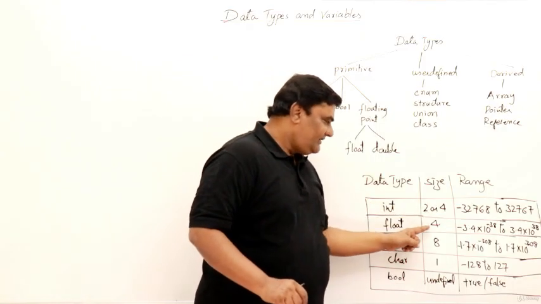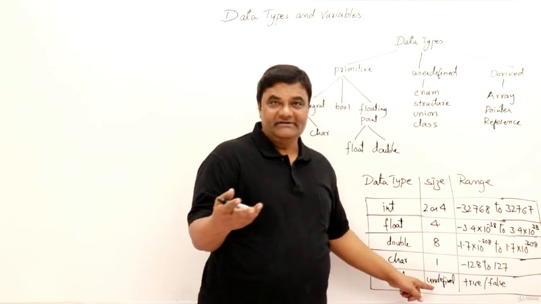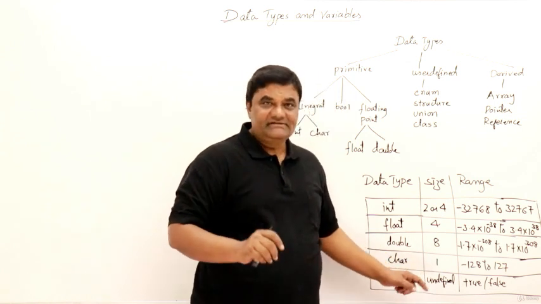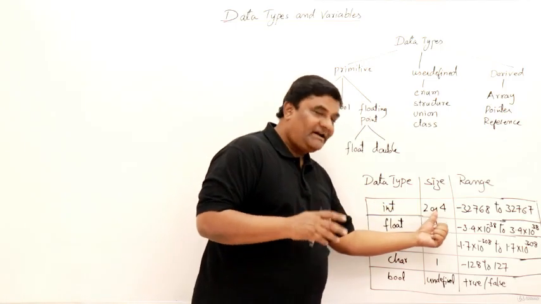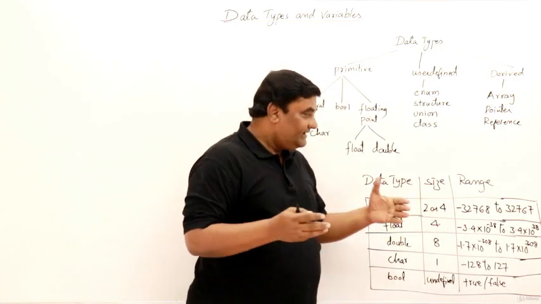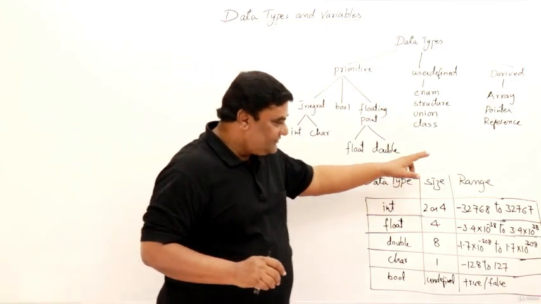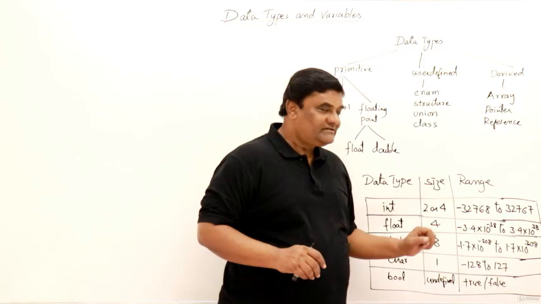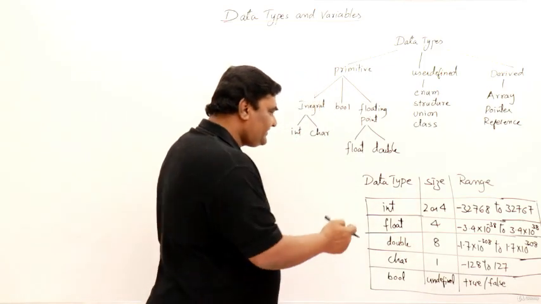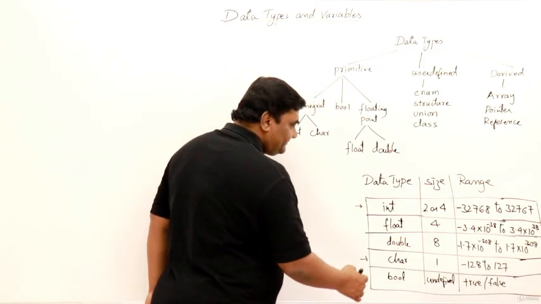That is 2 bytes it takes, and this takes 4 bytes, and this takes 8 bytes, and this takes 1 byte. It is undefined. It can be 1 byte or less. Now in each data type, depending on the capacity, meaning its size, there is a possible range of values that you can store. So their values are also given. You can note this down. And out of this, you must remember the range of values for this one and this one.